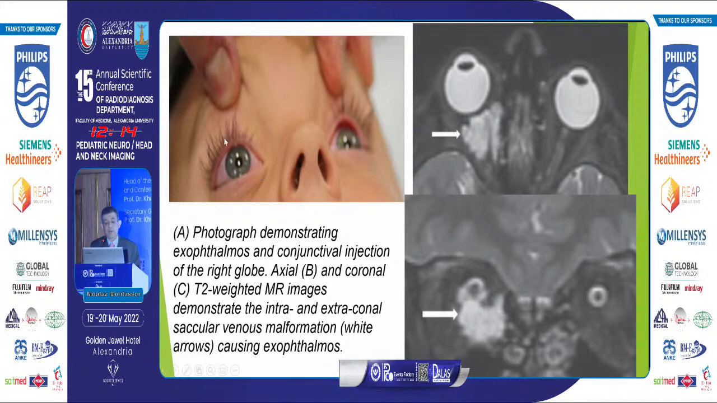In this case, the right eye globe shows conjunctival injection with mild proptosis. MRI showed a large intra and extraconal mass, bright on T2, showing gradual enhancement, and these lesions are characterized by intermittent proptosis. They increase in size with Valsalva or with leaning forward, leading to proptosis of the eye globe.